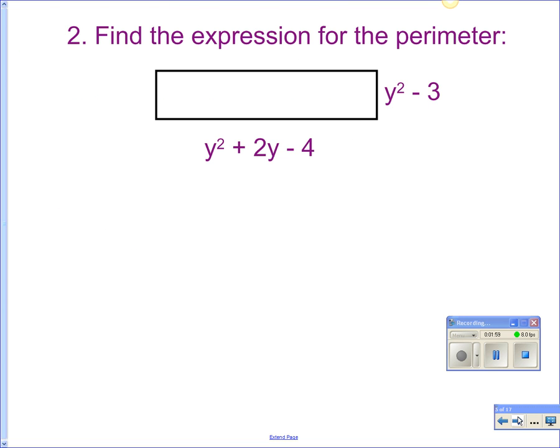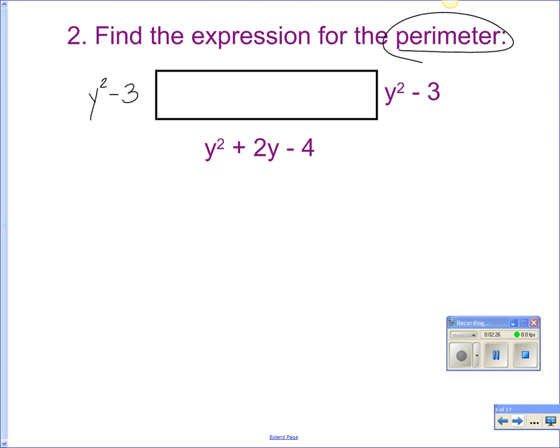All right, number 2, find the expression for the perimeter. Dylan, what's the key word? Chuck, what does perimeter mean? So perimeter means to add all these sides, all of them. How many sides are there? 4. So you need to be really careful. If this side is y squared minus 3, what do you think this side is? Y squared minus 3. So write that down.